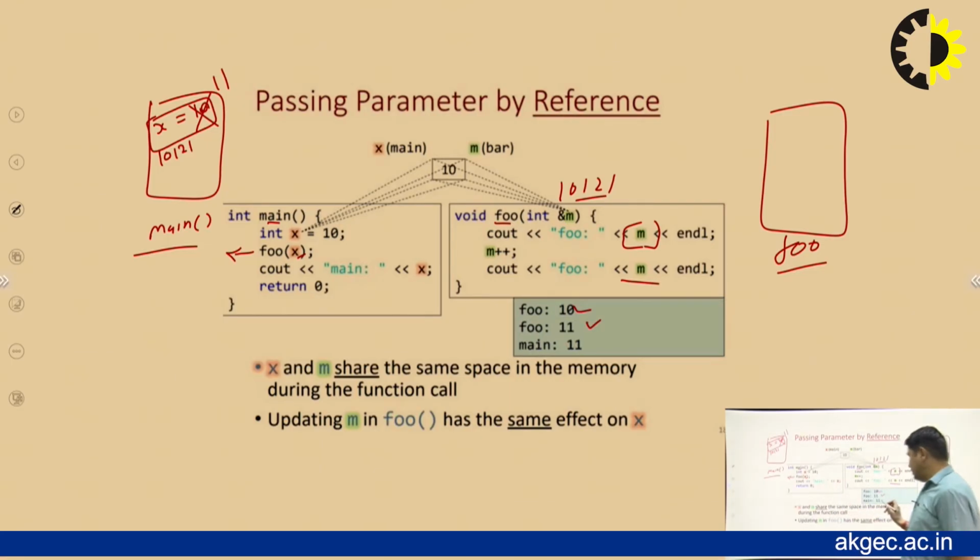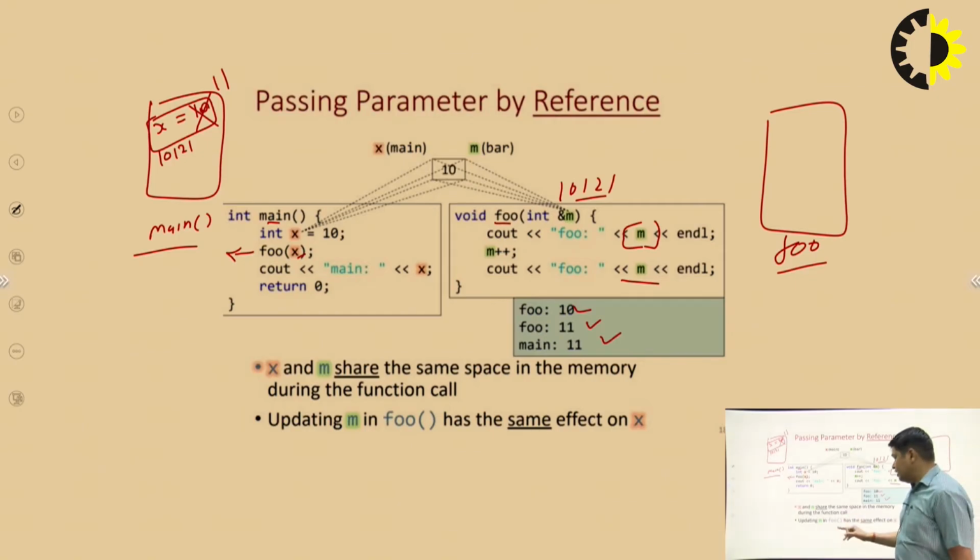So the advantage of passing the value by reference is that only a single memory will be created, just we are passing the address. In that case you will see here x and n share the same space in the memory during the function call.